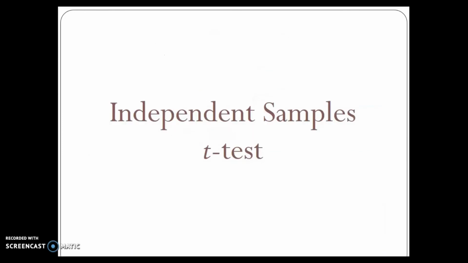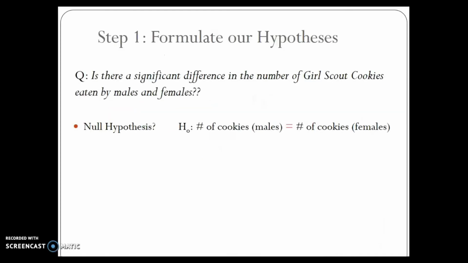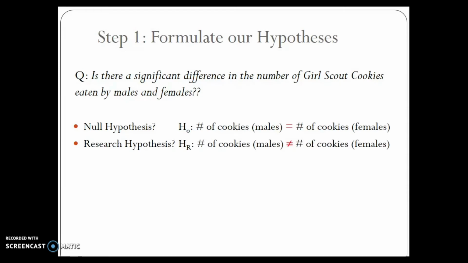Let's move on to the independent samples t-test. It's just as simple. We have a new research question here. Is there a significant difference in the number of Girl Scout cookies eaten by males and females? What you notice about this question is that you'll need an independent samples t-test because you have two independent samples. You have males and the number of cookies they eat, and females and the number of cookies they eat. So, our null hypothesis is that the number of cookies eaten by males will equal the number of cookies eaten by females. And our research hypothesis is that they will differ.